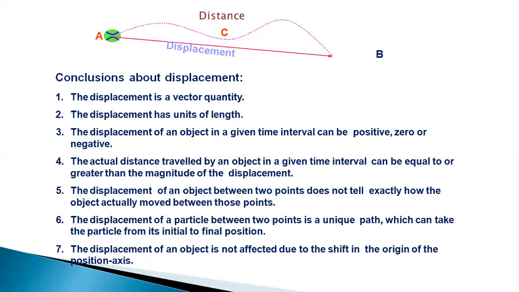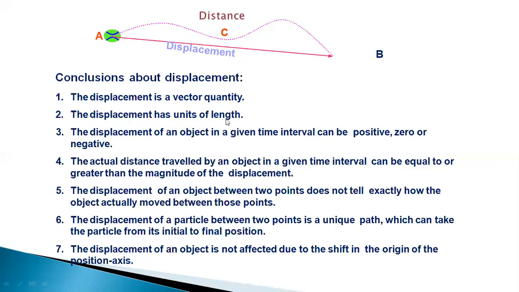Okay, so some of the conclusions about displacement are here. Displacement is a vector quantity. See, displacement is a vector quantity because it has magnitude and also it has direction. Displacement has units of length.